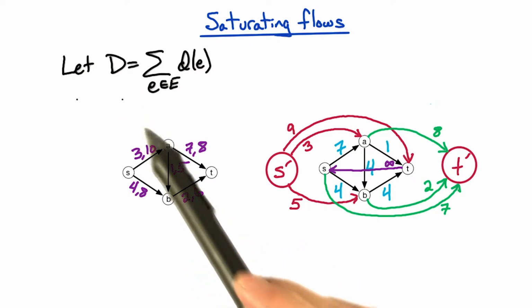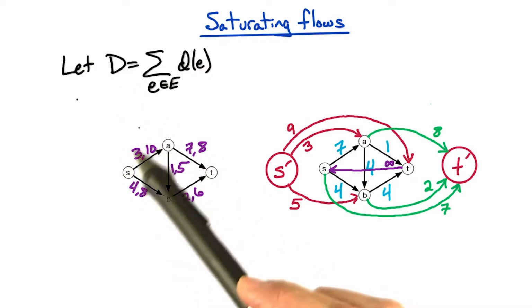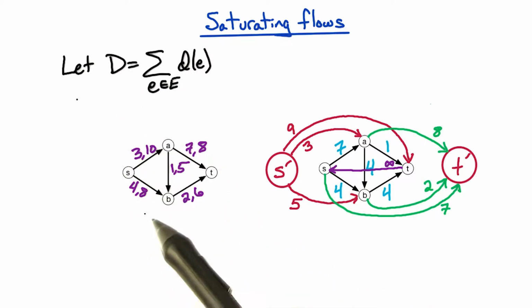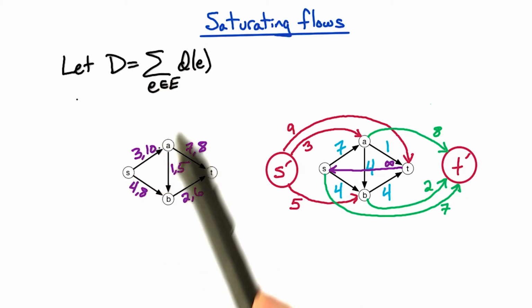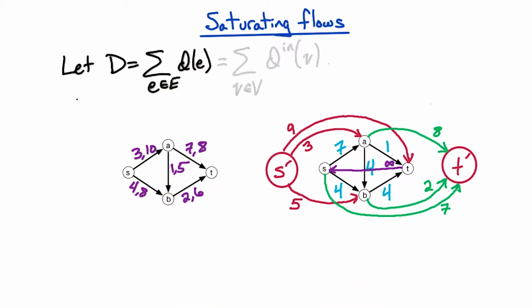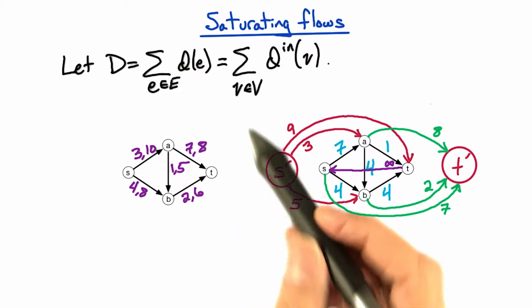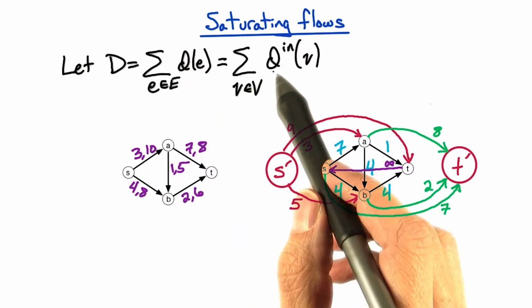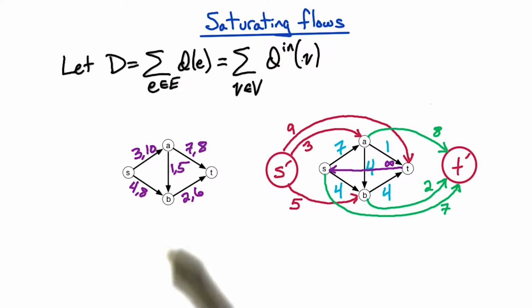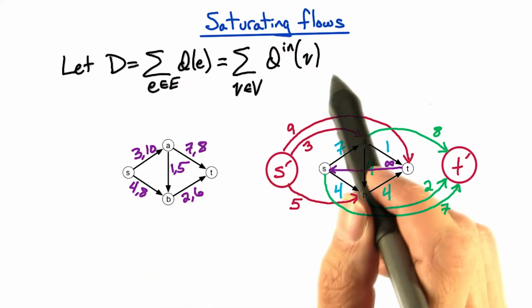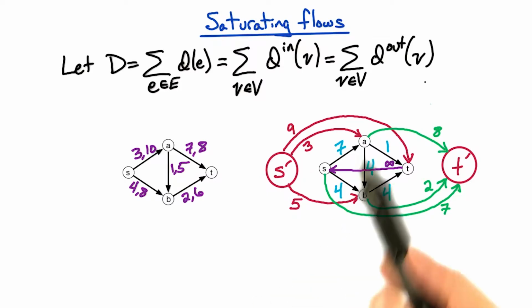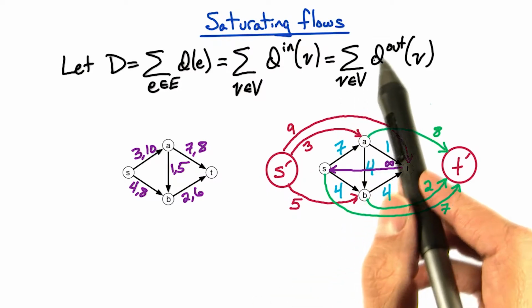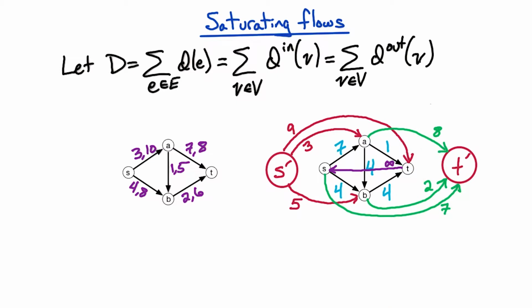Let capital D denote the total demand in this original network, G. So we're going to sum over edges in this original network of the demand along that edge. Notice this is the same as summing over the vertices of the total demand into the vertex, because every edge has one tail, and similarly, we can count from the head of the edge, so we can sum over vertices of the total demand out of each vertex.